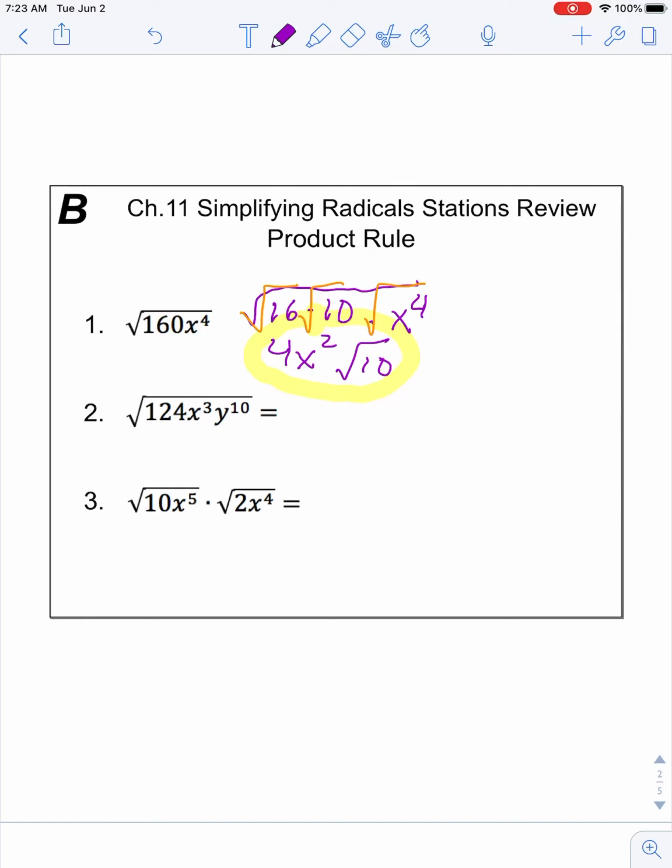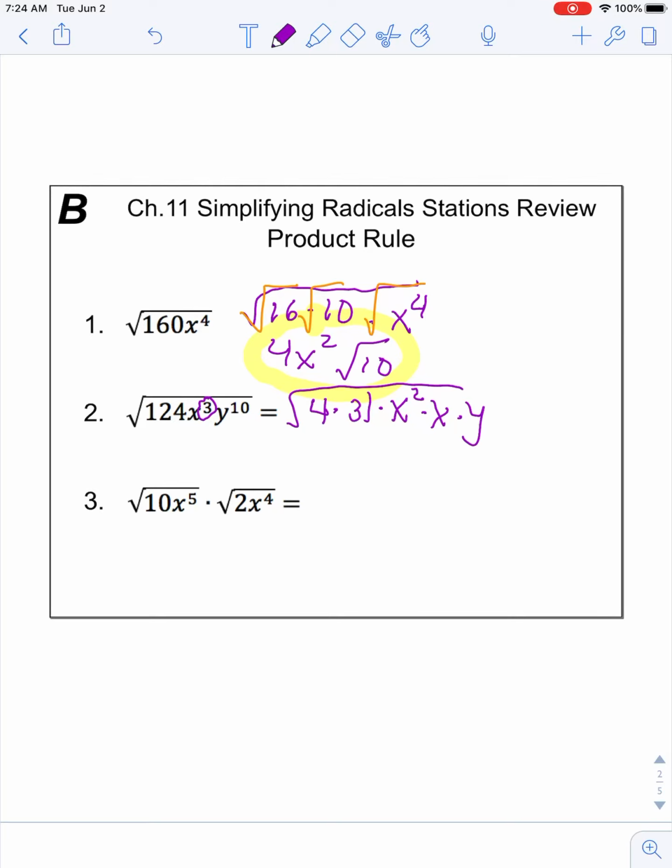In this next one, we have to look at what goes into 124. And we always try to look for the largest perfect square factor that goes in there. But in this case, the largest one is just 4. So I have 4 times 31, and then I have x squared times x. So I'm going to take the largest even exponent I can get out of there, which is x squared, with 1 left over.